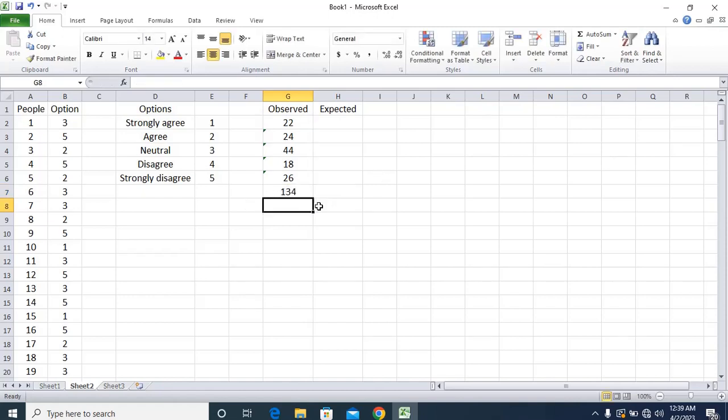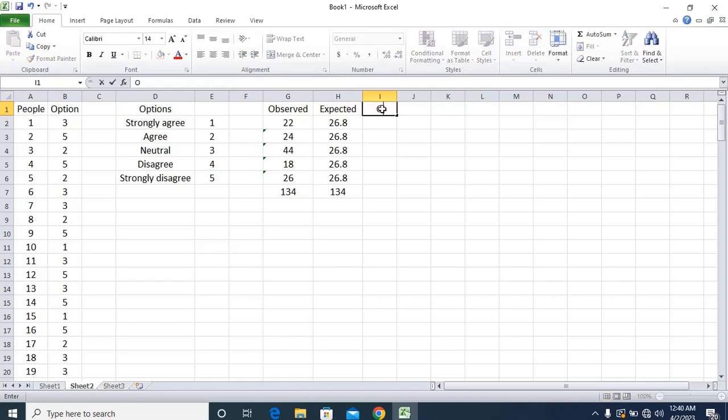All the people who took different options were 134. So the total number was 134 divided by how many options? 5 options, so divided by 5. It means that 26.8 should be there for each and every option. If we find the sum of these, it should also be 134.